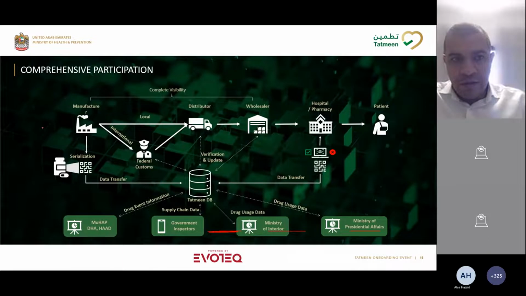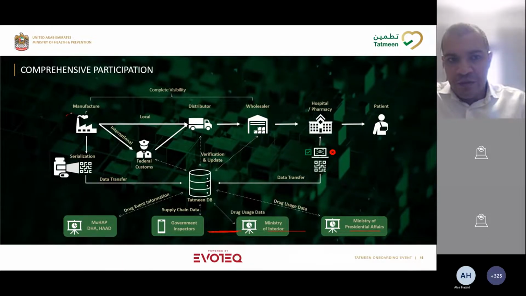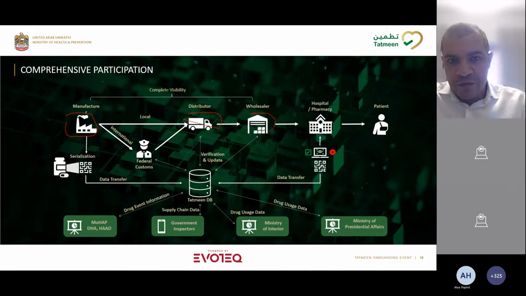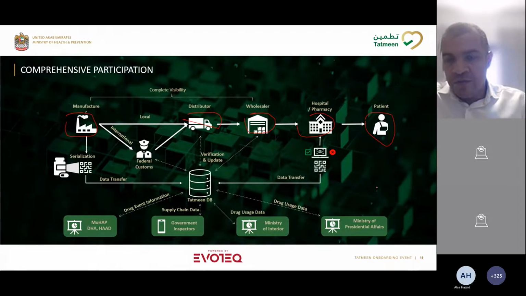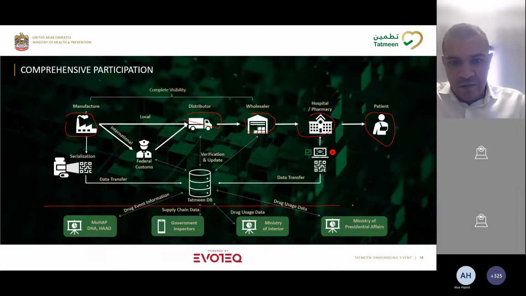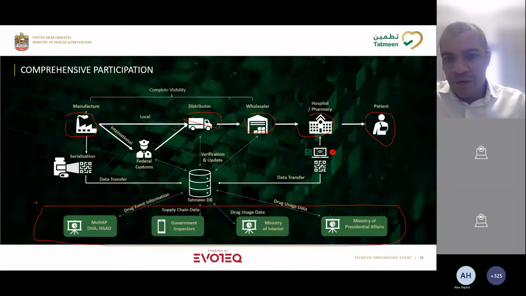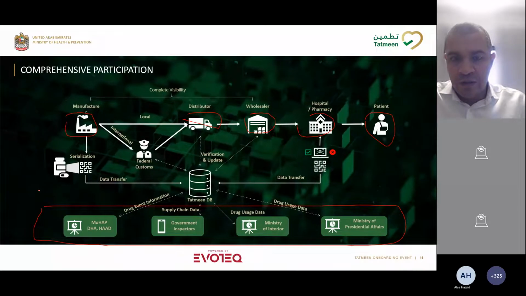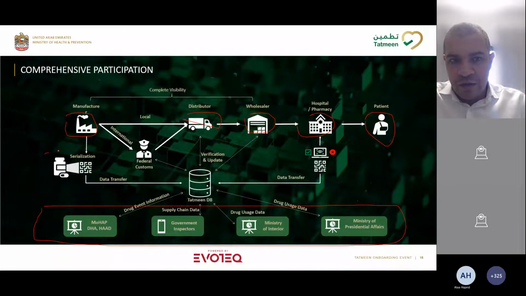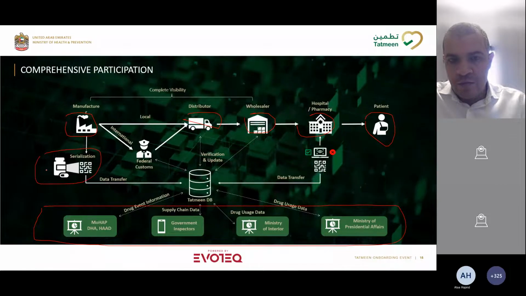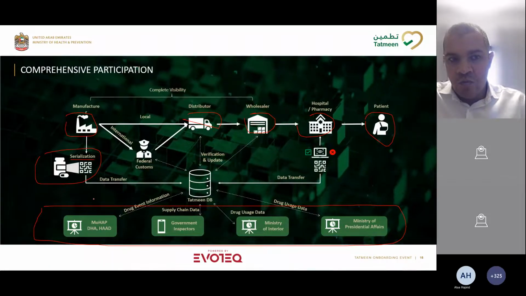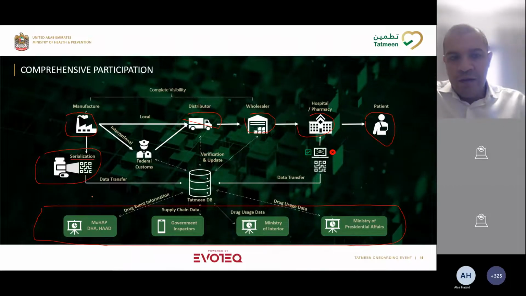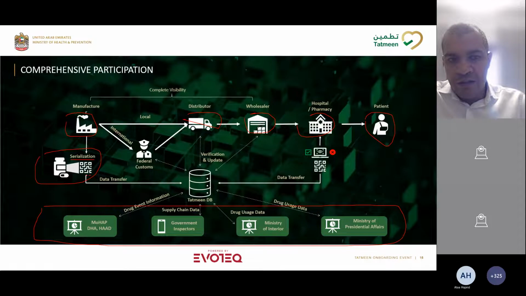Now, Tatmeen, as you know, is a comprehensive participation. Everyone is participating: manufacturers, distributors, wholesalers, pharmacies and hospitals, and also the patient. They can check if the pharmaceutical products are counterfeit or not. At the bottom, you find the government entities who are also connecting to Tatmeen to retrieve information and to get insight into how the pharmaceutical drugs are moving. The core concept of Tatmeen is track and trace, which relies on serialization, where 2D barcodes or 2D data matrices are printed.